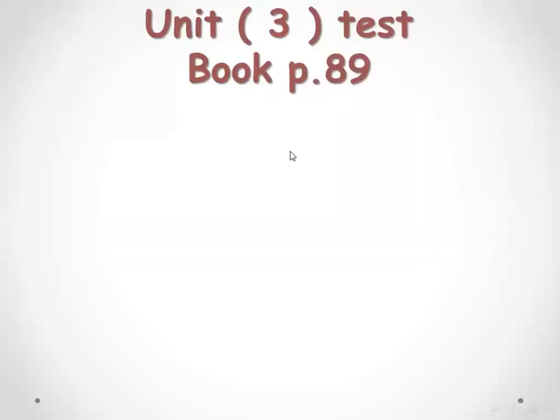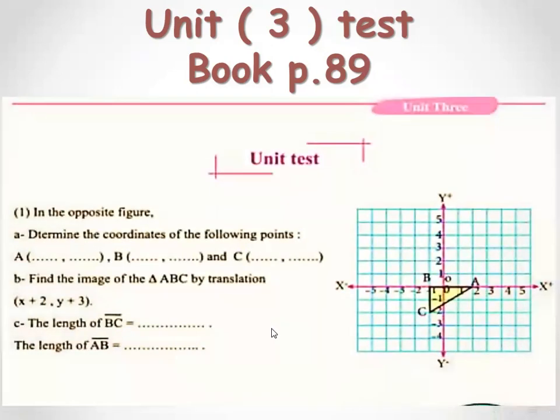Unit 3 test, book page 89. Exercise 1. Determine the coordinates of the following points. Point A, point B, point C. Here's point A. I need to get X in point A. X in point A is 2. And Y, he didn't move, he stopped at 2. So Y is going to be here 0.